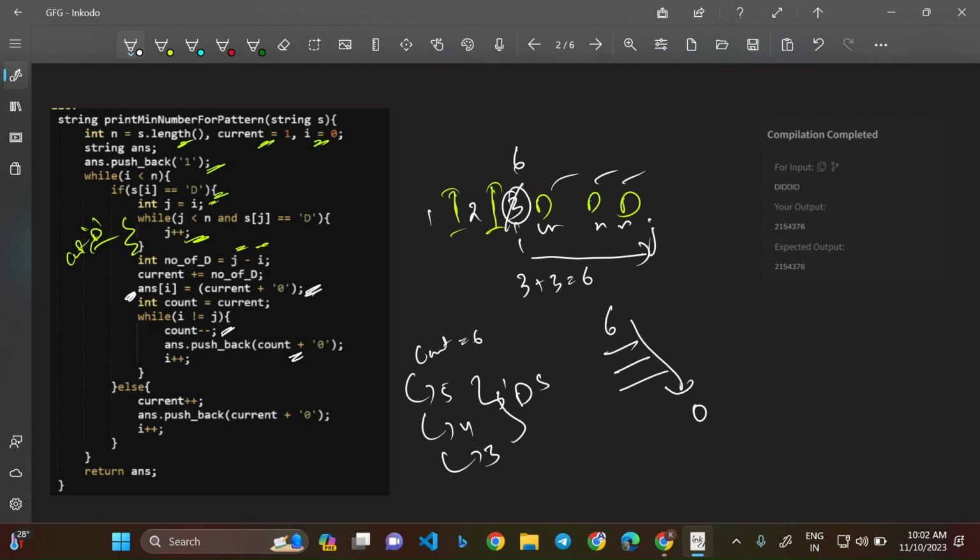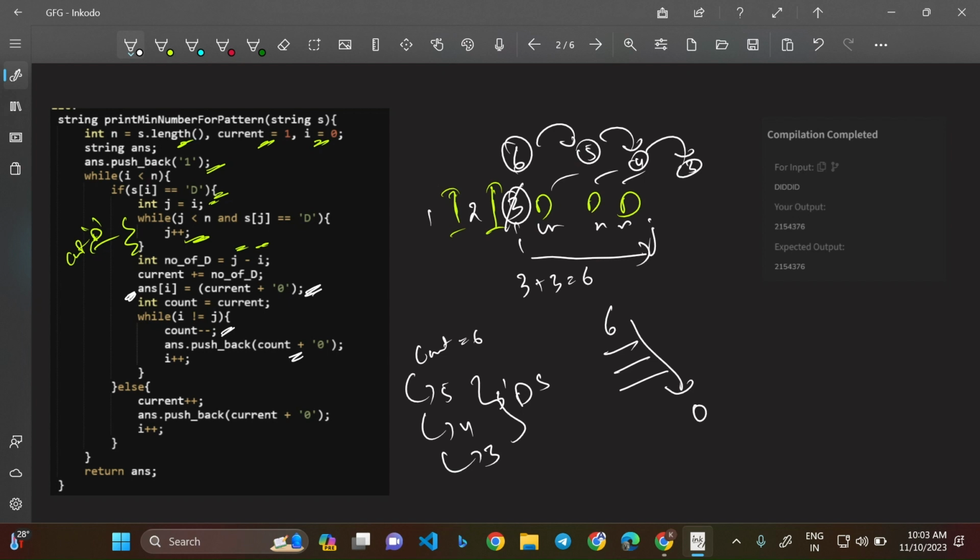So from 6 I'll be coming to 3. So that is what I'm pushing back. So answer dot pushback: initially we have the most value 6, and then I'll be decreasing and pushing back again, decreasing and pushing back again. So 6, 5, 4, 3 are the values that I'll be pushing.